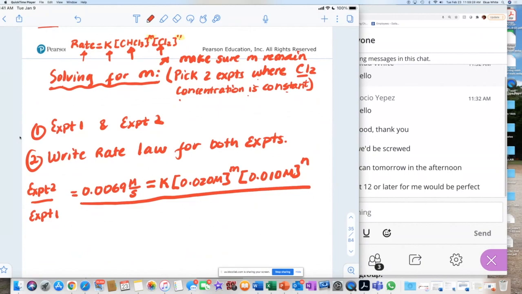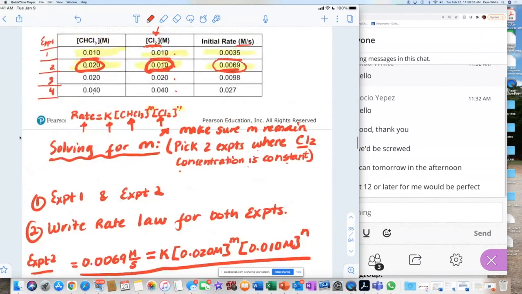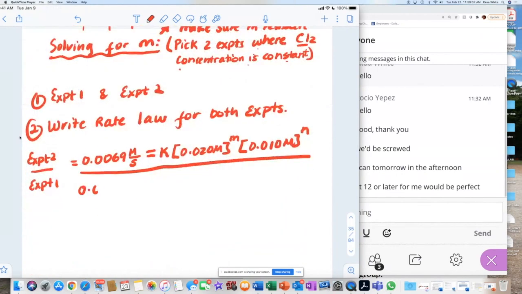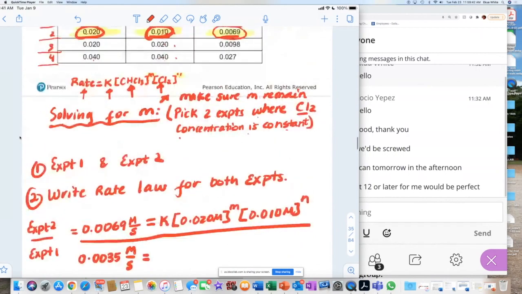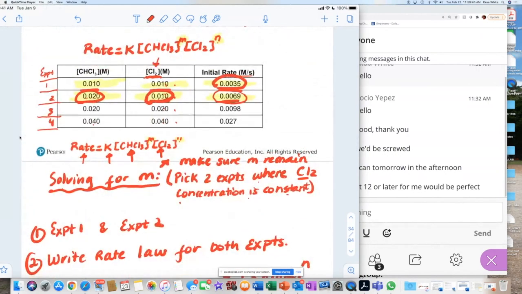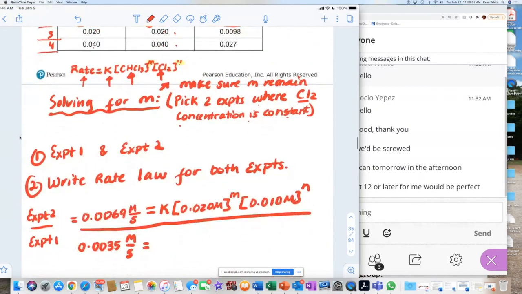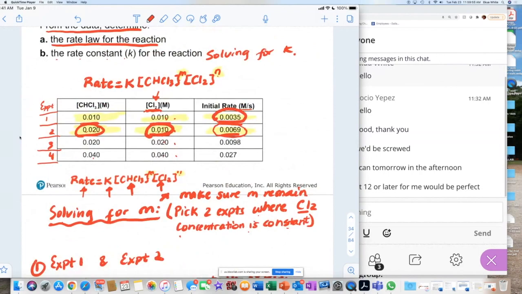Now on the bottom part, I'm going to write my experiment 1 rate law. Okay, experiment 1 rate law, I have 0.0035 M/s equals, again, I don't have k. You never have k. I shouldn't say never. Never say never. You normally don't have k in the beginning, right? So k is always written as k, the constant. And open parentheses, then you have to find the number here. So I'm done with this part. I've done k, the number that goes with CHCl3 for experiment 1. I'm done with that. This number is what I'm writing next, 0.010.